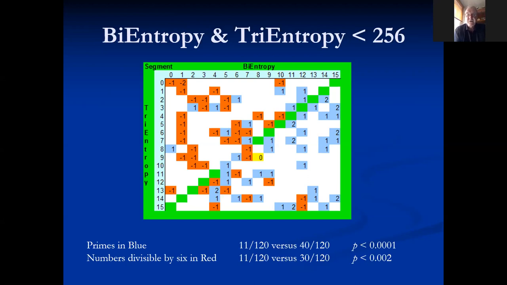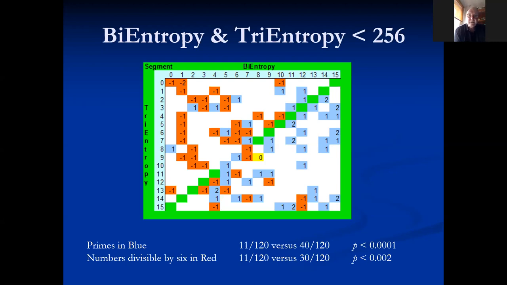And so I plotted in red and blue. In red, I plotted the numbers that are divisible by 6. And in blue, I plotted the numbers that are prime. And you can see that our prior expectation is that numbers with higher bi-entropy and higher tri-entropy would most likely be prime. And you can see that is the case, because they sit in the bottom right-hand corner, and the numbers divisible by 6 sit in the top left-hand corner. So the significance of the two separations is given at the bottom with p-values that are probably of the order of 1 in 500 or 1 in 10,000.